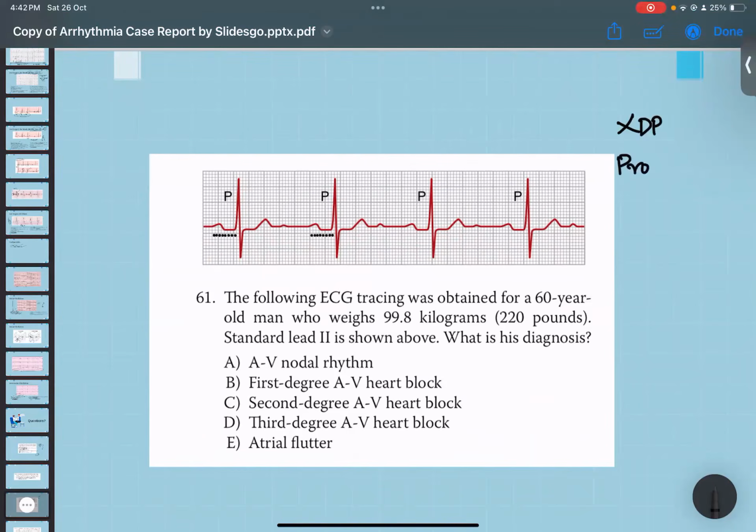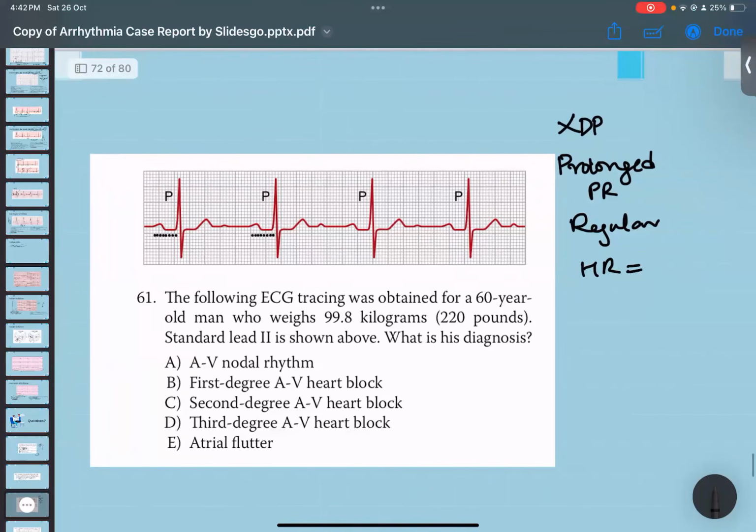Prolonged PR interval. Okay, and it's a regular rhythm. Heart rate's about, I think it's about 6, right? So 300 divided by 6, which would be about 50 beats per minute.